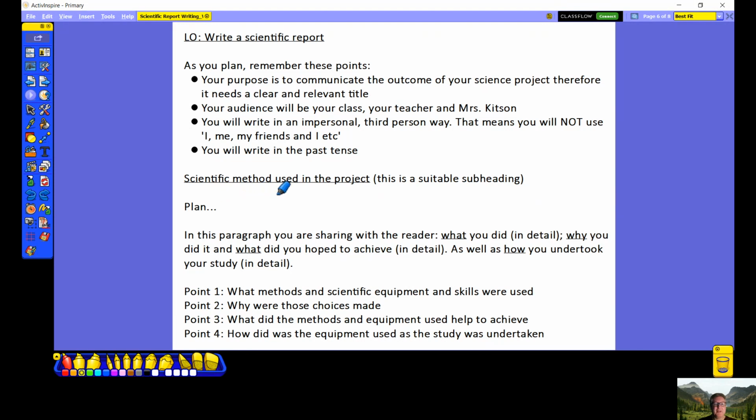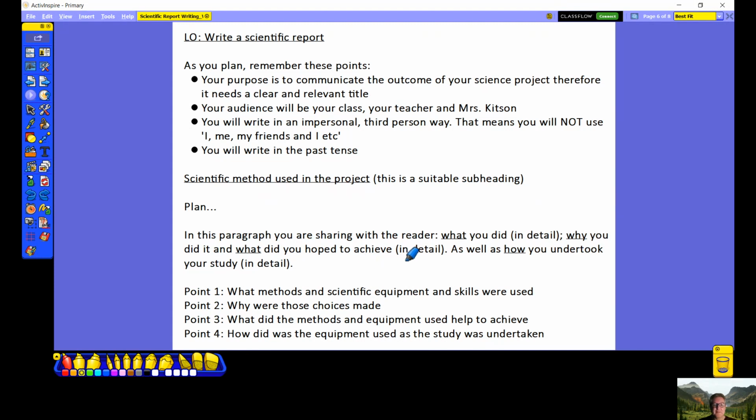So, scientific method used in the project. I think that would be a suitable subheading. You could modify it if you can think of something that you would prefer. And in this paragraph, you're sharing with the reader what you did, in this instance in detail, why you did it, and what you hoped to achieve.